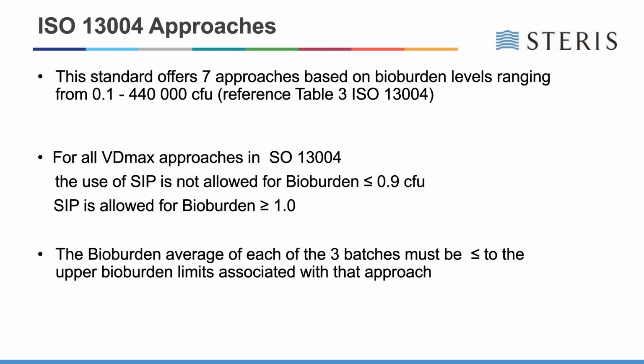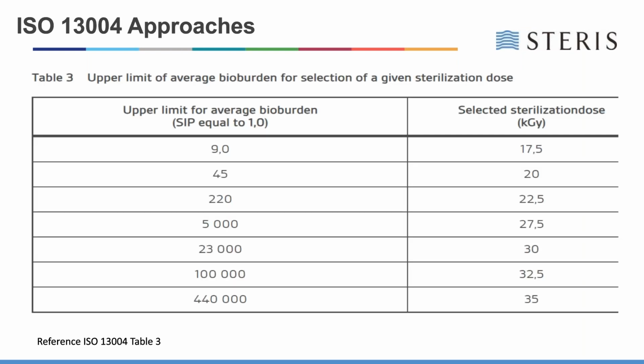So we can take a look here at a replication of table 3 from the ISO standard. This is the 7 different approaches for each selected sterilization dose. We can map out what the upper limit for the average bioburden is. So each of your 3 batches, let's say for 17.5, would have to be 9 CFUs or less. It's a very useful table for a quick reference to see what approach options are available based on your bioburden levels.